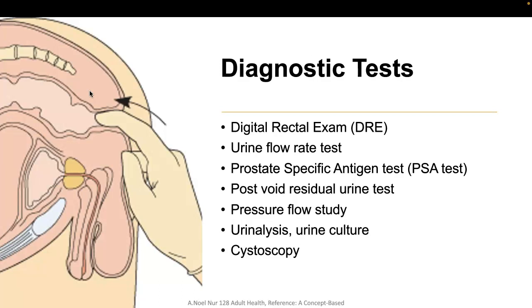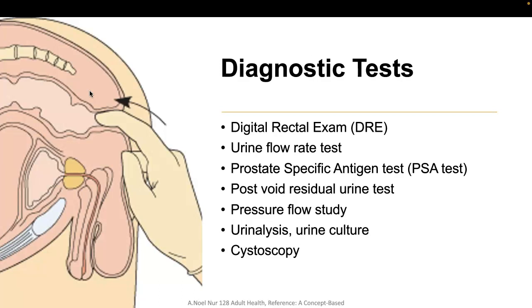And then post-void residual urine test. This is almost similar to what we do when we are doing bladder scans. Basically what they're looking to see is how much urine the patient is retaining once they void. So that's the post-void residual urine test. And then pressure flow study, this is just to see how fast or how slow the urine is flowing.